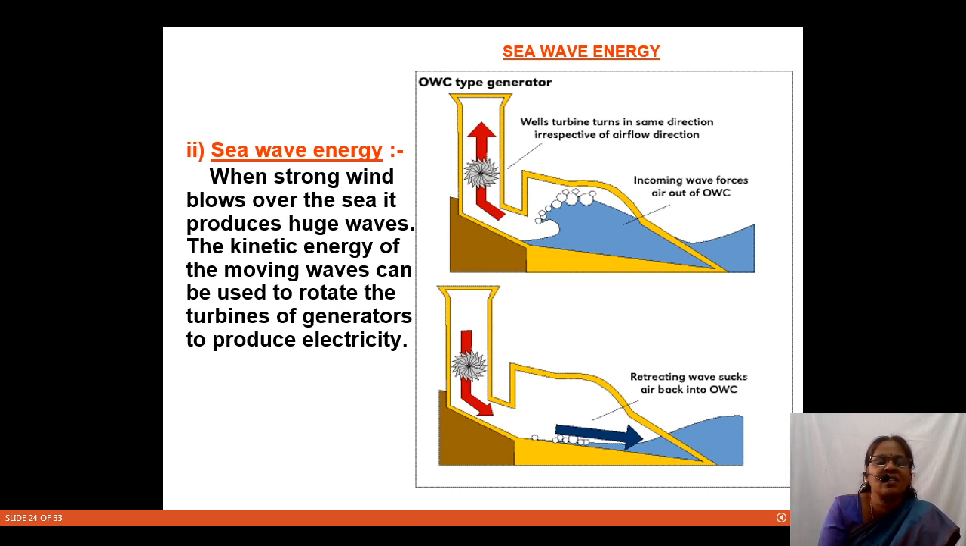The kinetic energy of moving waves can be used to rotate the turbine of generators to produce electricity. So waves are moving, producing kinetic energy, and an arrangement is kept inside the sea. Sea waves move towards the turbine, then away from the turbine. The turbine rotates while going towards and away, so electricity can be generated. But these are all small amounts of energy only.